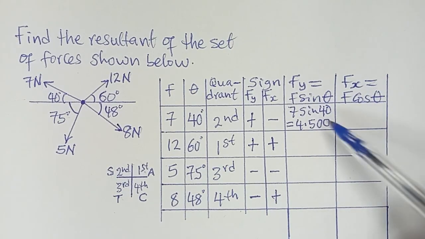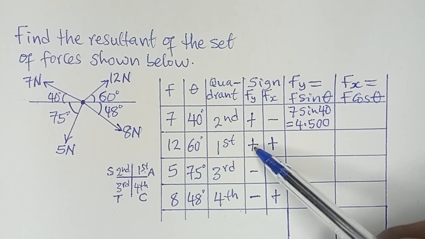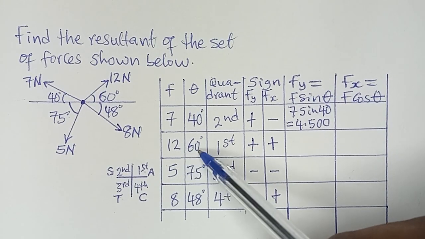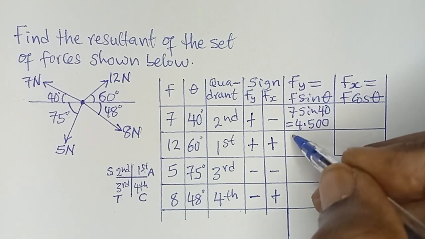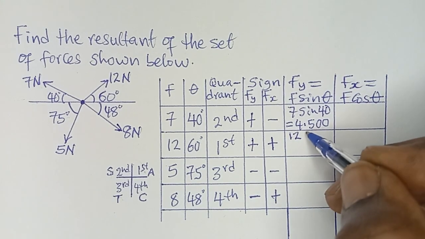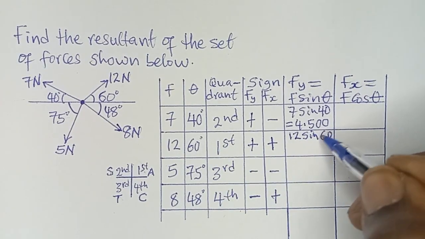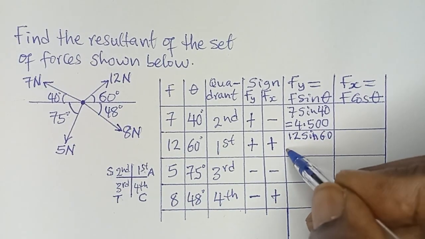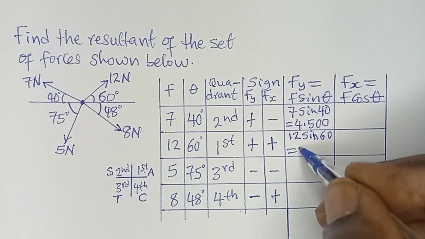4.500. And then the second one, using the same approach, is also positive. So I'm going to say 12 multiplied by the sine of 60. It's going to be positive 12 because the sine here is positive, multiplied by the sine of angle 60 degrees. And that will give me the value 10.39.